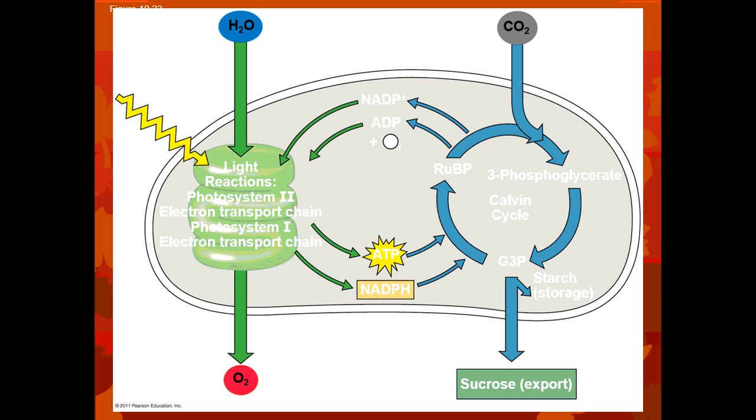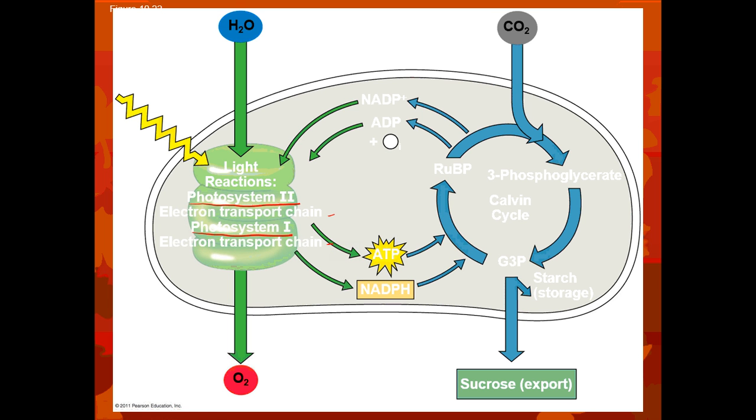This shows a little bit more detail of what's actually happening in some of these reactions. The light reaction consists of photosystem 2, photosystem 1, and then a couple of electron transport chains. Interestingly, it lists photosystem 2 before photosystem 1, and that is because photosystem 2 actually happens before photosystem 1.